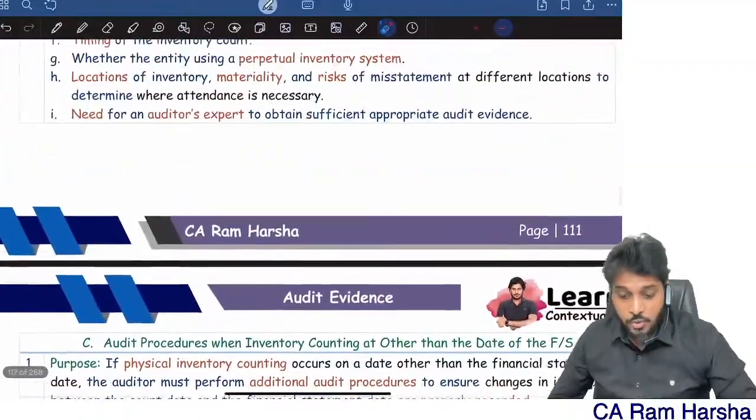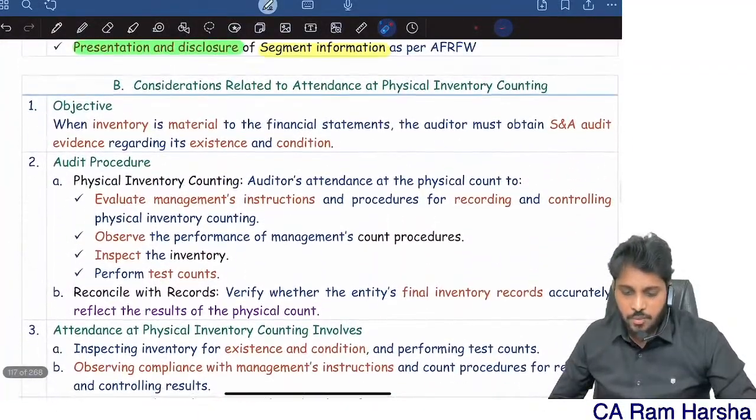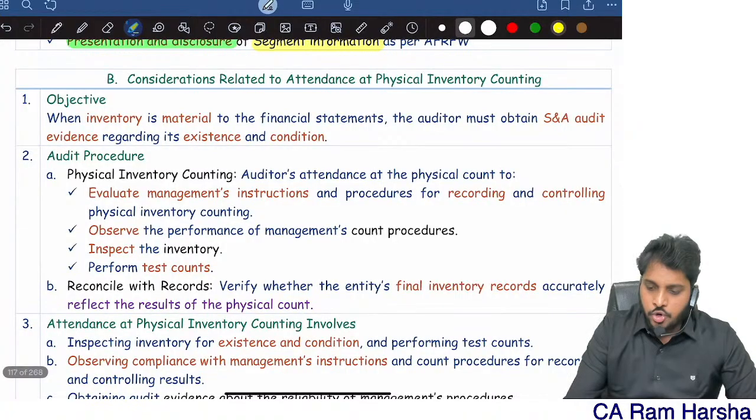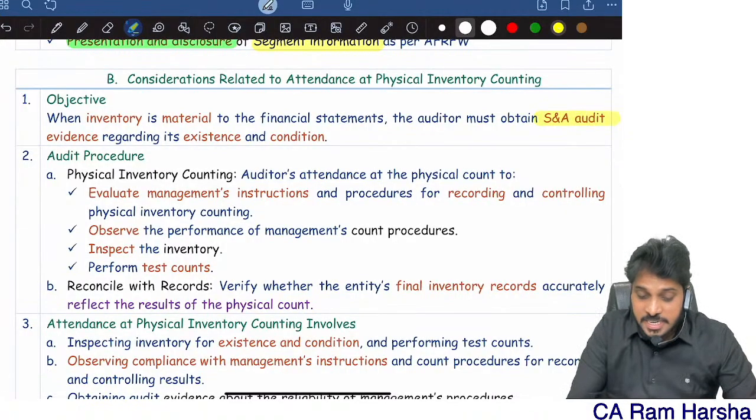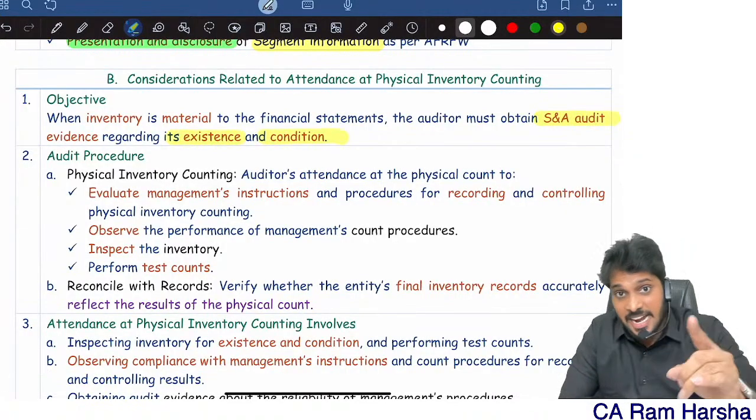Next, finally, now coming to inventory. With respect to inventory, what does the auditor have to obtain? You must obtain sufficient appropriate evidence regarding existence of inventory and condition of the inventory.